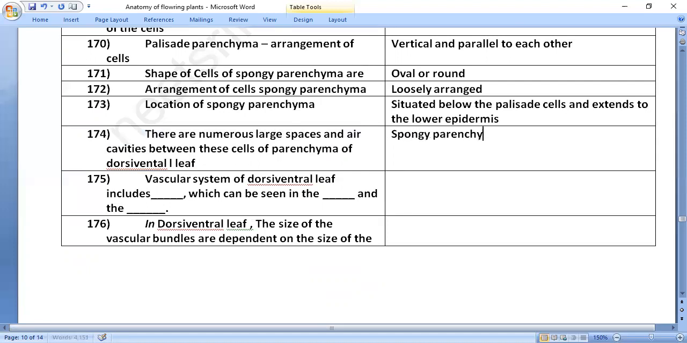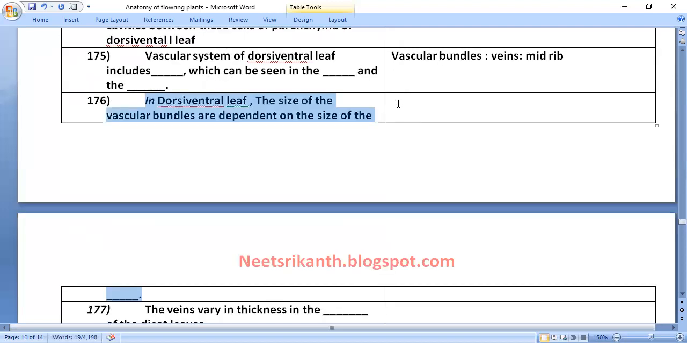Spongy parenchyma. The vascular system of the dorsiventral leaf includes vascular bundles, which can be seen in the veins and the midrib. In the dorsiventral leaf, the size of the vascular bundles is dependent on the size of the veins.